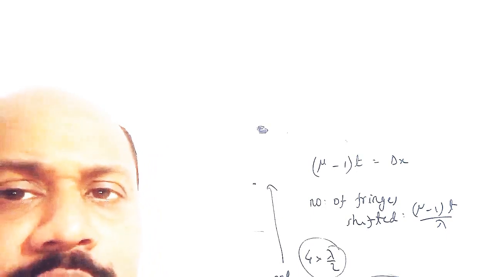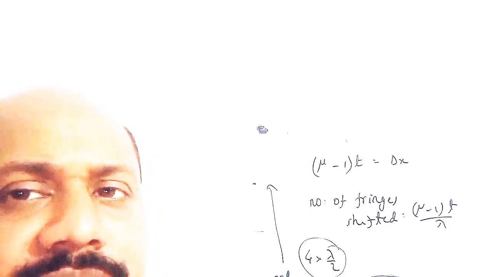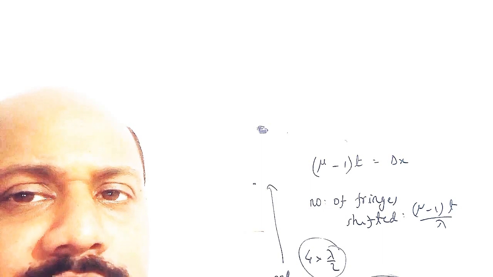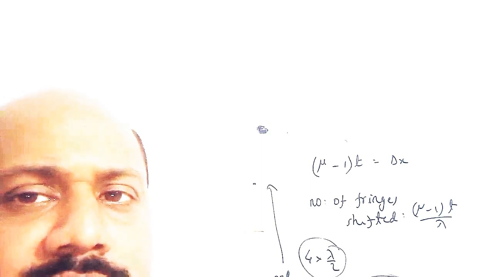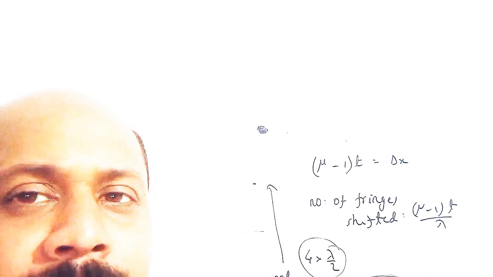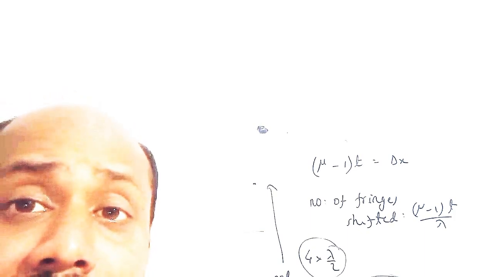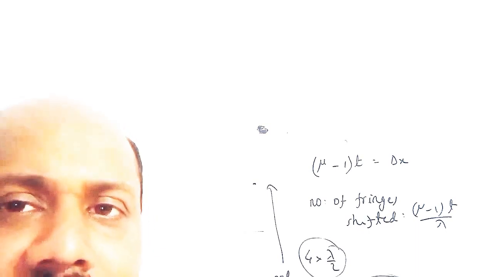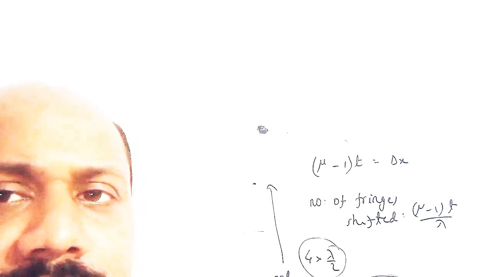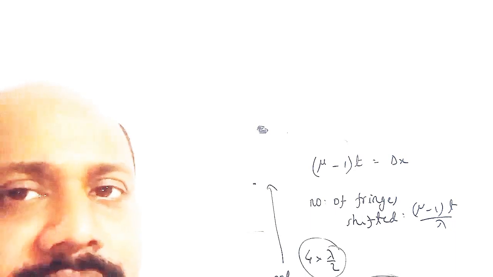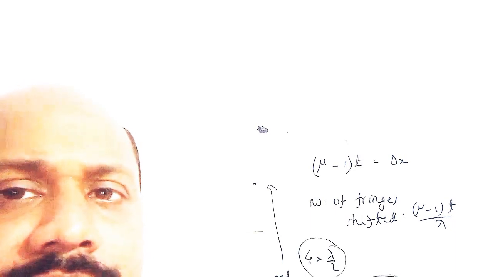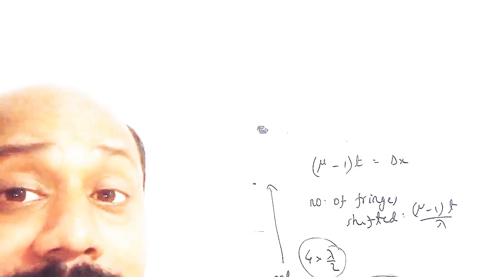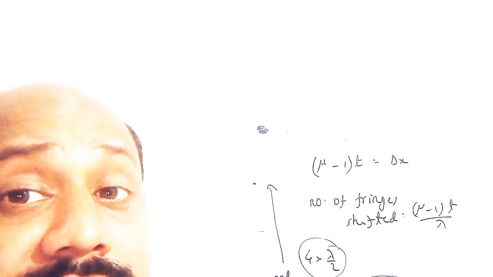Now the fifth question. The length of the potentiometer wire is L. A cell of EMF E is balanced at a length L by 3 from the positive end of the wire. If the length of wire is increased by L by 2, at what distance will the same cell give a balance point? Right? What is the question? Yes.